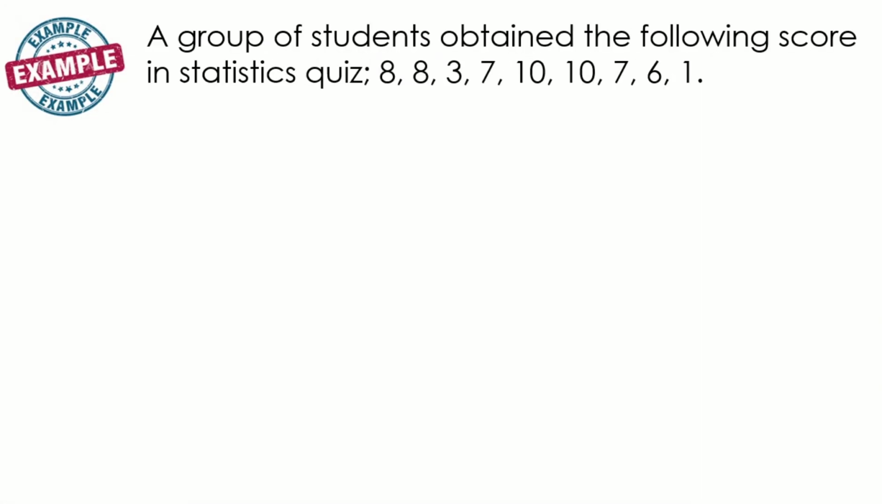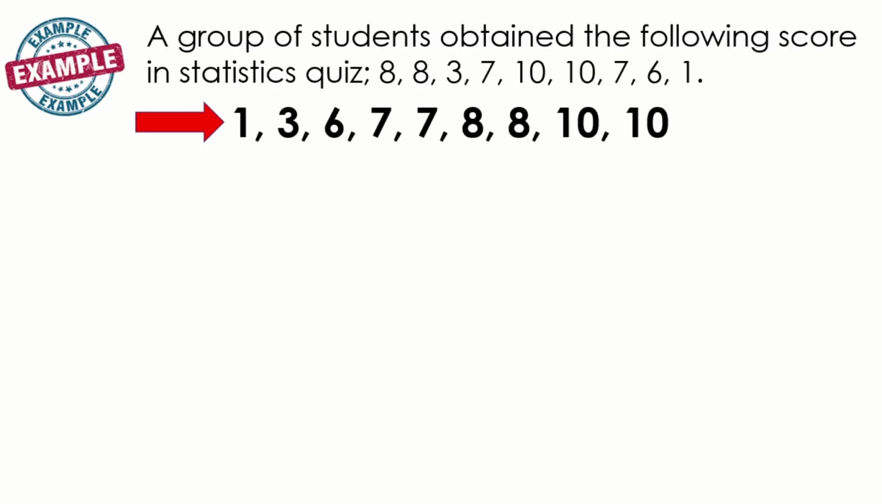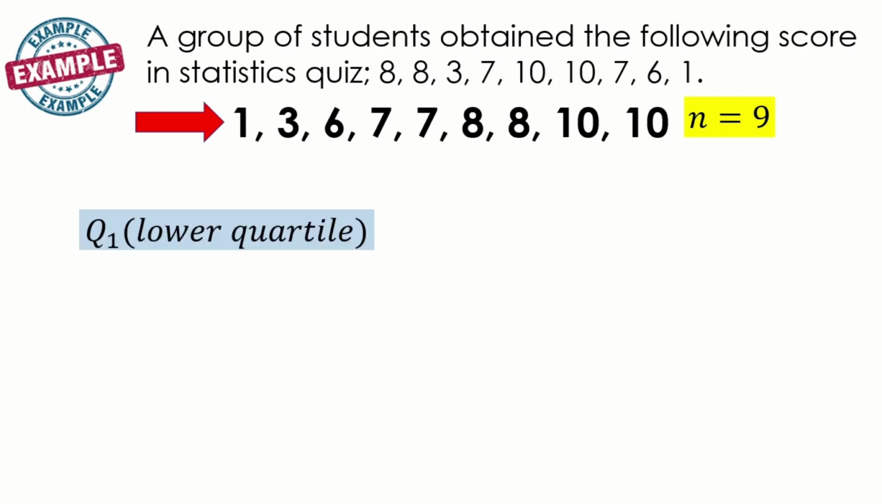Here's now the example. A group of students obtained the following score in a statistics quiz: 8, 8, 3, 7, 10, 10, 7, 6, 1. Again, ang unang laging gagawin dyan, i-arrange yung given na data in ascending order. So yung n natin is 9. Paano ba ang proseso? So ang kukunin lang natin dito is yung upper and lower quartile.